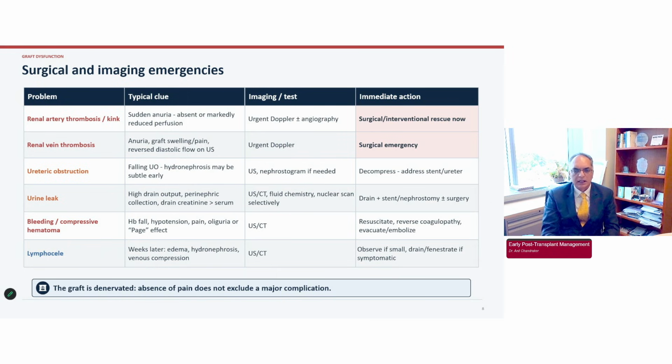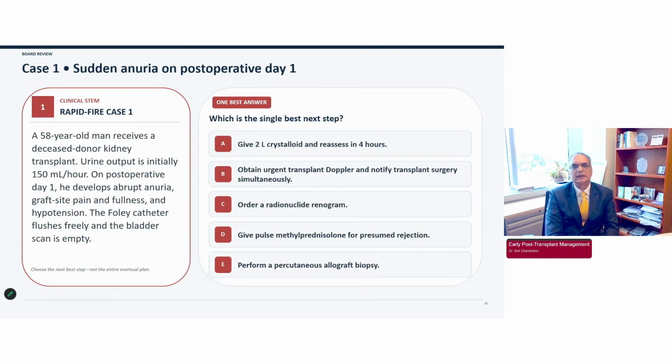And then lymphocele tends to occur later, and it is not necessarily such an emergency. If it is small, it can be observed. If you drain them, they can recur, and ultimately, it may be that they just disappear by themselves. If they're very large, they may need to be drained and fenestrated if symptomatic.